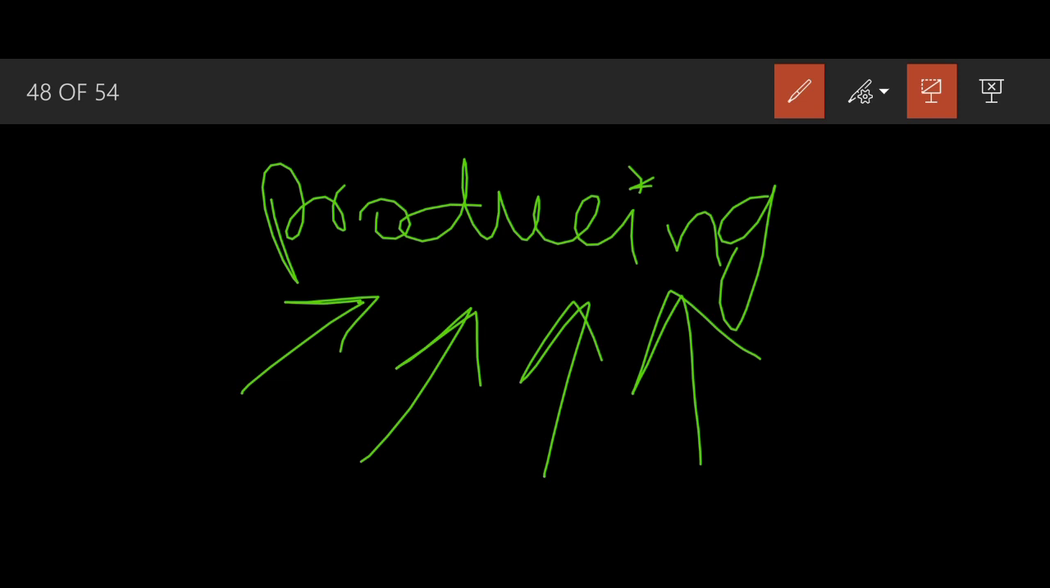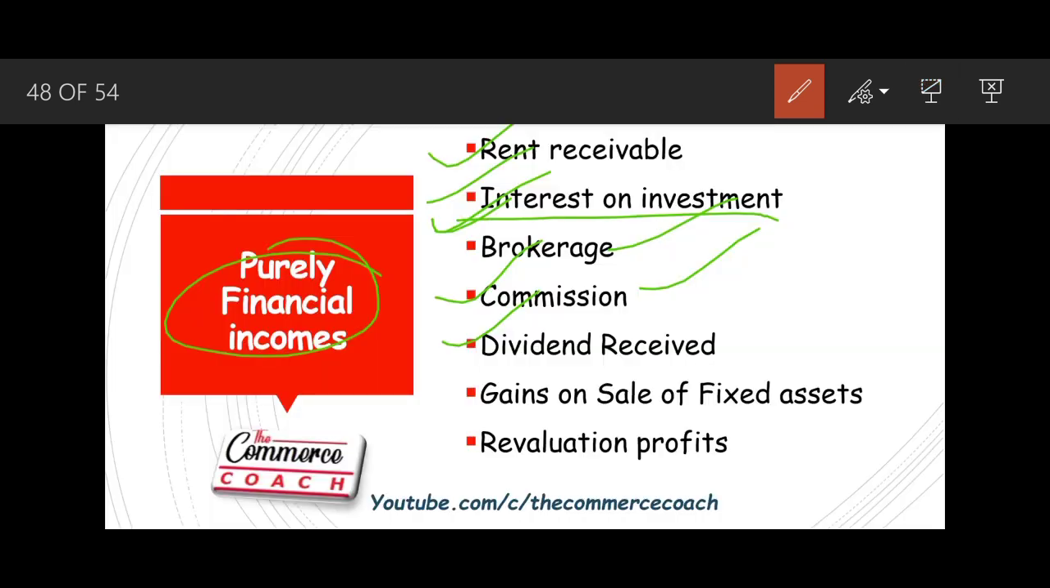But if you have invested in certain companies, then you will be earning dividend from such sources, and such dividends will be treated as indirect income to the business, or I must say purely financial income, and that will not be included in the ambit of cost sheet.